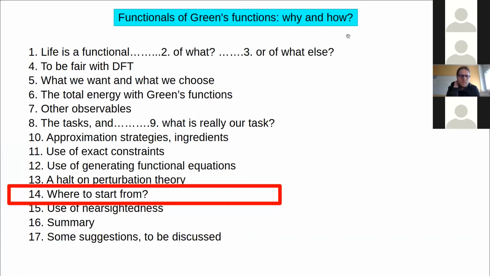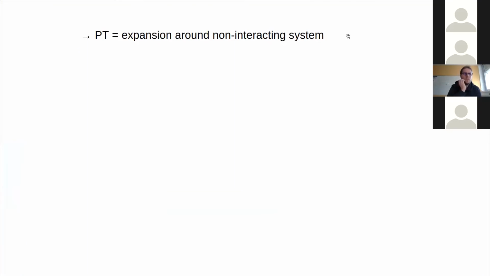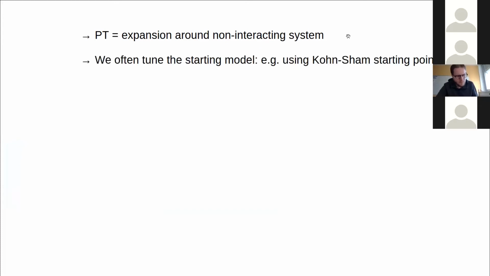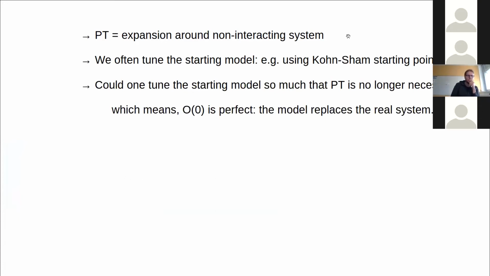Okay, I would like to focus on a last question, actually. This is why I would like some time. And this is that when we do perturbation theory, we do this around something, and in Green's functional theory, we expand around the non-interacting system, right? To be very precise, often we tune this starting model. For example, we start from a Kohn-Sham Green's function. So an independent particle Green's function, which is not really non-interacting, it has some mean field interaction built in. Okay. So the question is, how much does this help you in your convergence of perturbation theory?